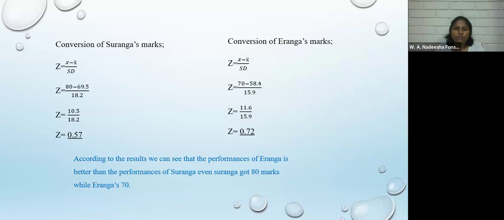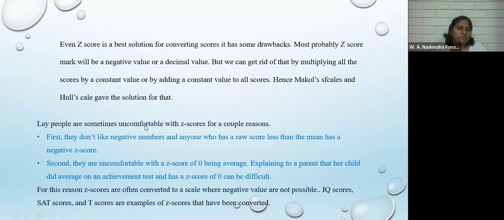And if the mean value is a round value, assume you got the mean value of the data set as 69, and the student's mark is also 69. Then this value becomes 69 minus 69, so the answer is 0. So there are 0 values also. There are 0 values, decimal values, negative values. Those are the problems for the user when using Z-scores.